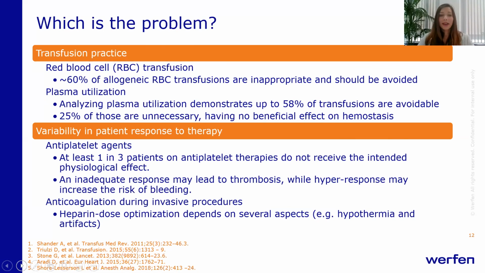If we talk about the variability in patients' response to therapy, we can talk about, for example, the antiplatelet agents, because again, from data from scientific literature, we know that at least 1 in 3 patients that are under antiplatelet therapy is not receiving the intended physiological effect. And such an inadequate response may lead either to thrombosis or to an increased risk of bleeding because of the hyper-response to antiplatelet therapy.